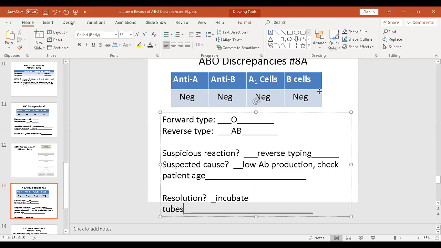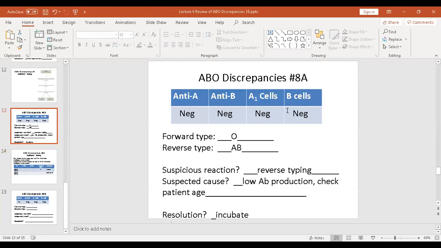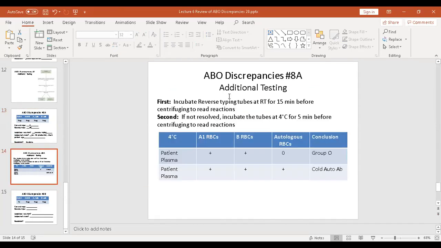Okay. Coming up on the next slide, I have an example of what we can do. Firstly, we can incubate our reverse typing tubes at room temperature for 15 minutes before centrifuging to read the reactions. That may be enough for us to come up with maybe even 1+ reactions here. If we get 1+ with A1 and 1+ with B, it's going to then type as O. If, however, that doesn't work, there's a second thing we can do.